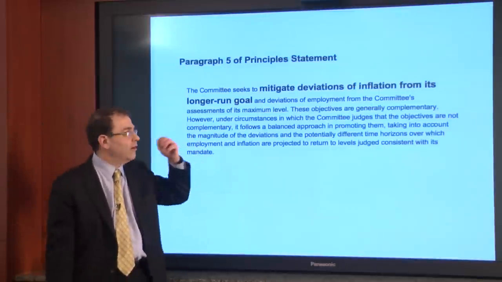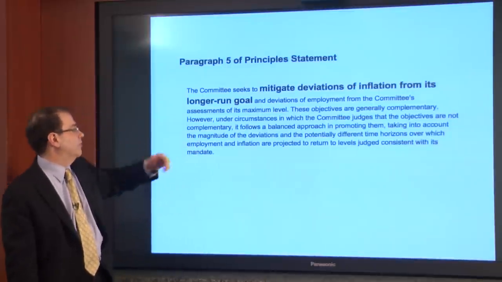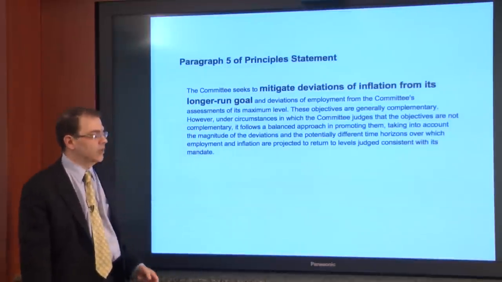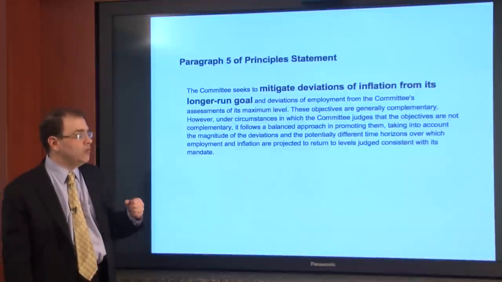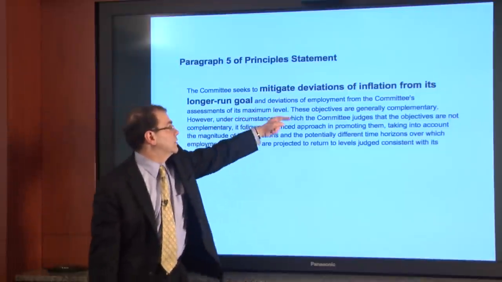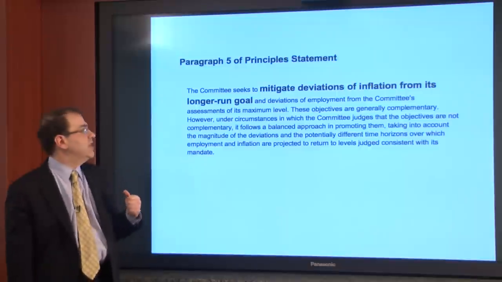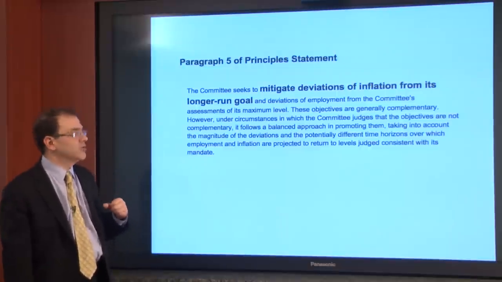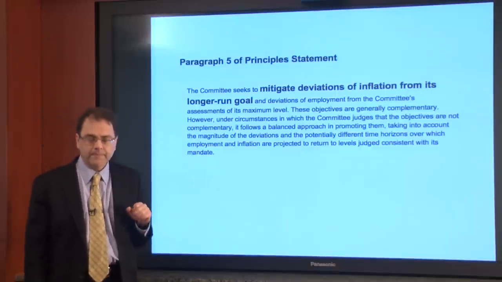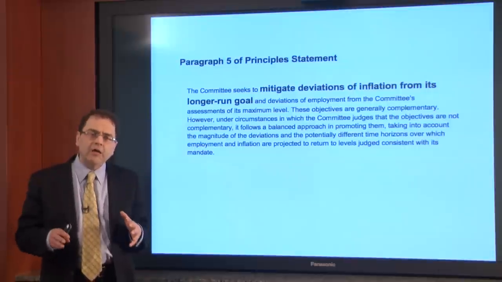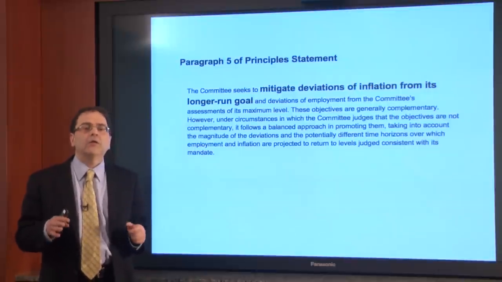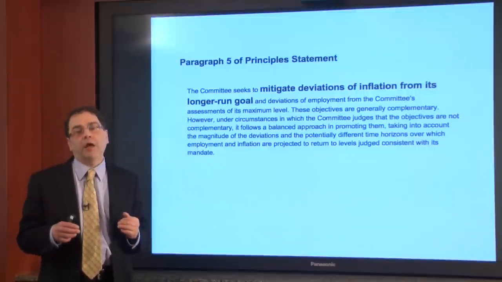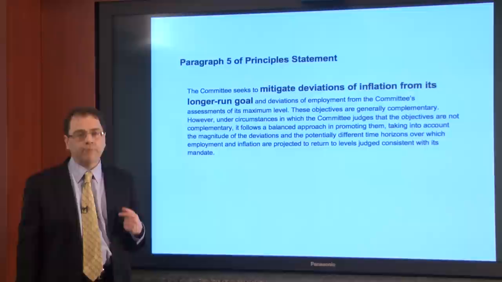And here is paragraph five. The whole paragraph is there for you to read. But what I want to focus on to begin with is the emboldened text. Now, the committee seeks to mitigate deviations of inflation from its longer run goal. So I'm going to begin by pretending that the Federal Reserve was a central bank with a single mandate of promoting price stability.